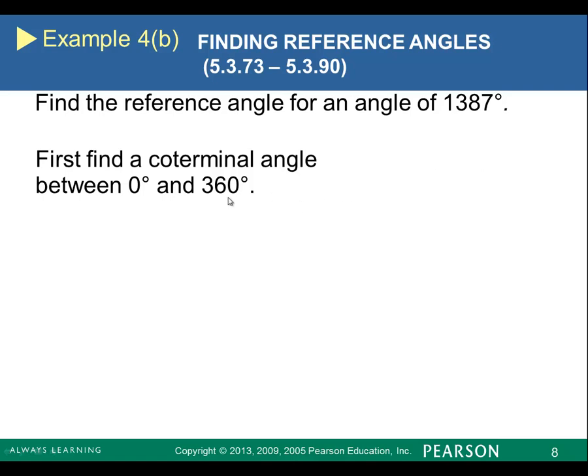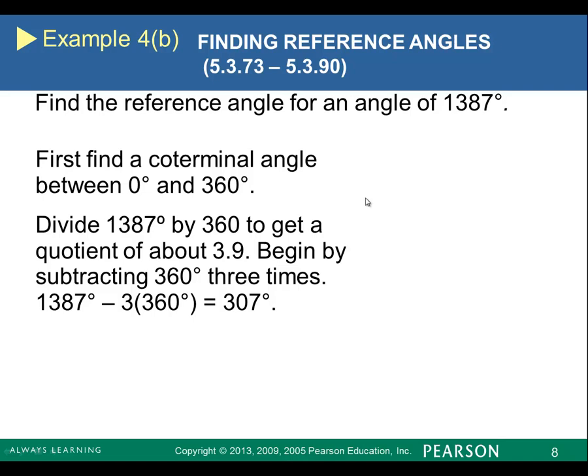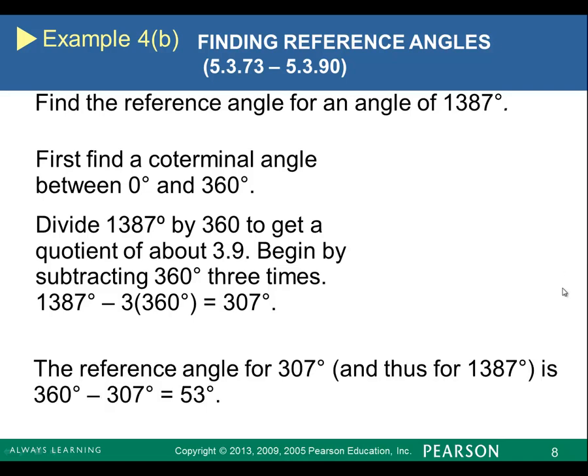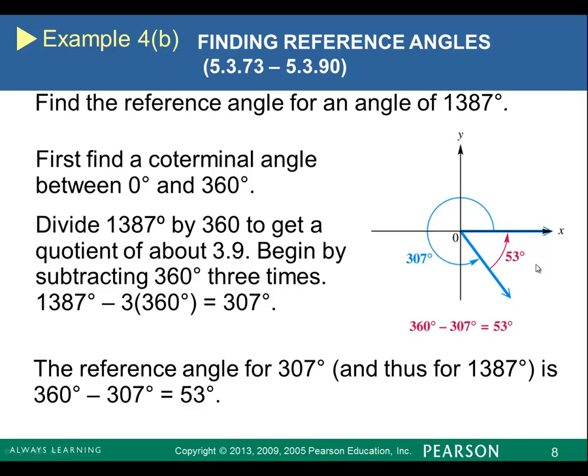Well, we know that, first of all, one complete revolution is 360, right? So if we go 2 times around, it's 720. 3 times around would be 1080. So 1387 minus 1080, and we get 307 degrees. Well, the 307 degrees minus 360 gives us a reference angle of 53 degrees.